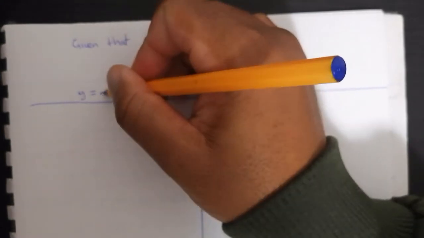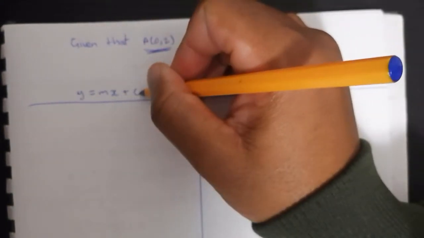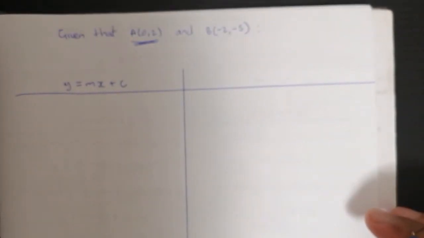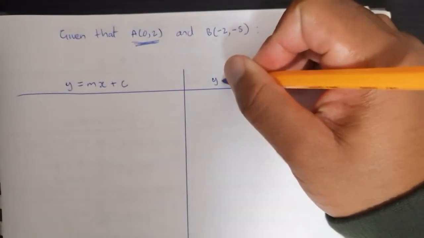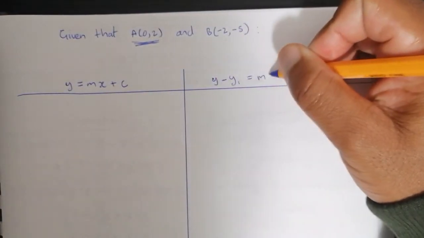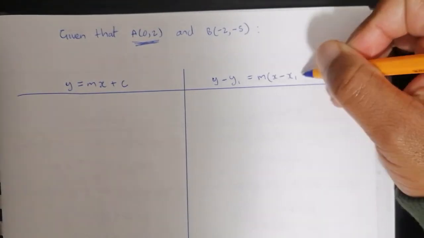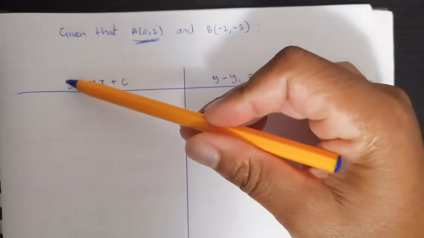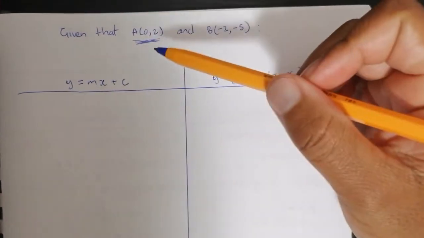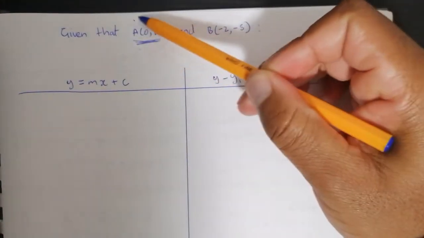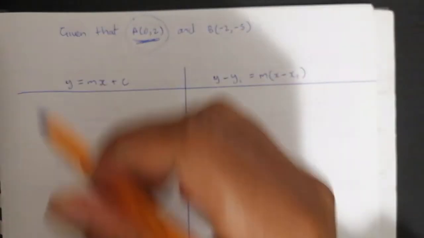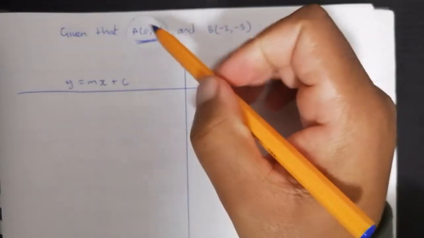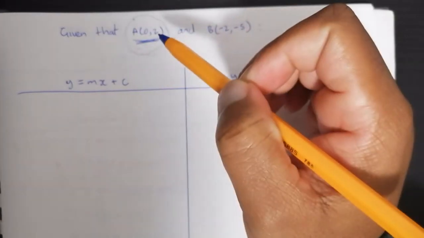So for example 2, we're also going to compare the two formulas. So we have y equals mx plus c, and y minus y1 equals m times x minus x1. Okay, so for this first formula, what we're going to use is the y-intercept. So to find c, we're going to use the point A.